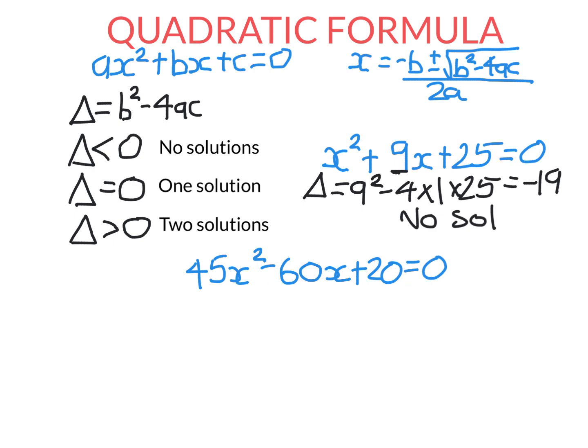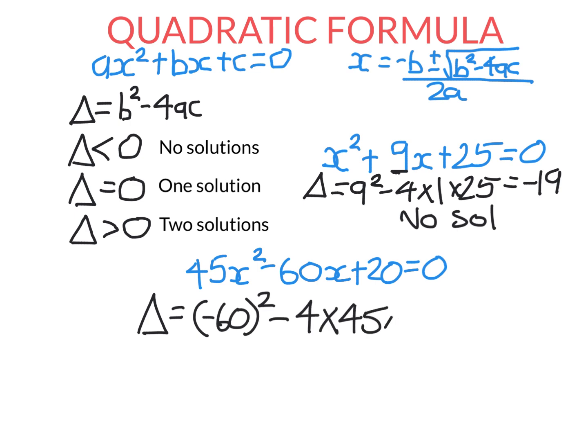Let's look at this one here. We could factorize this one using the AC method, but given the large numbers, it's not easy to do at all. Let's instead use the quadratic formula. First we calculate the discriminant: b is negative 60, so b squared minus 4 times a times c. On the calculator, you'll get 0. Because the discriminant here is 0, there will be one solution.